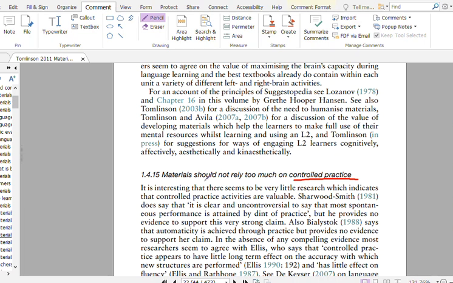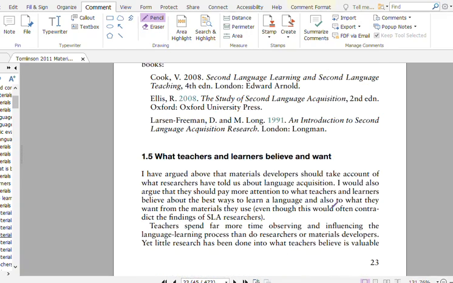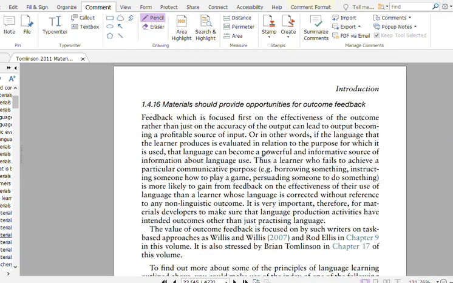The other one is materials should not rely too much on controlled practice. Unfortunately, controlled practices are non-authentic. Sometimes we try to have controlled practices to simplify it, to be purposeful. Not all controlled practices are simplified. Sometimes controlled practices are distorted. They are non-natural. Okay, pay attention to this, important.